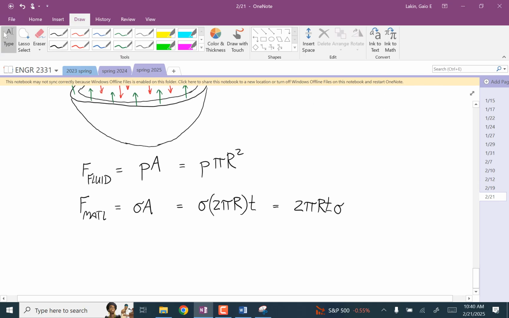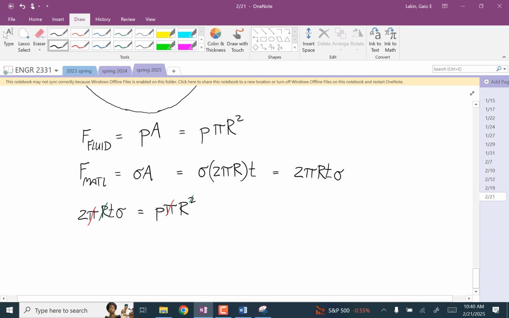And now we can set these two equal to each other. So 2 pi r t times the tensile stress is equal to P times pi times r squared. The pi's cancel. One of these r's cancels. And you get that the tensile stress is equal to the pressure times the radius over 2t.